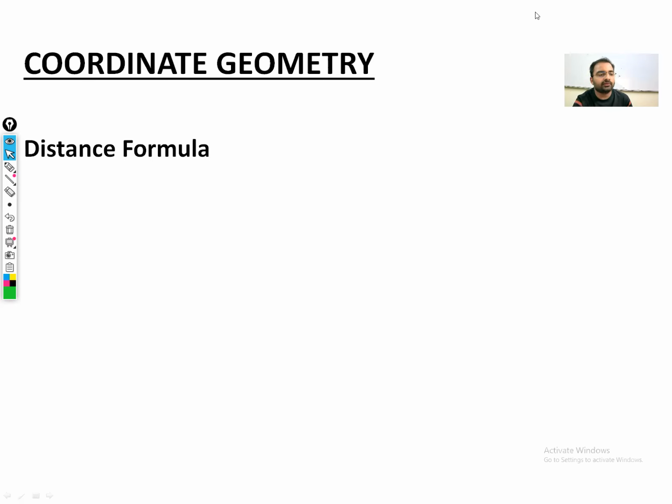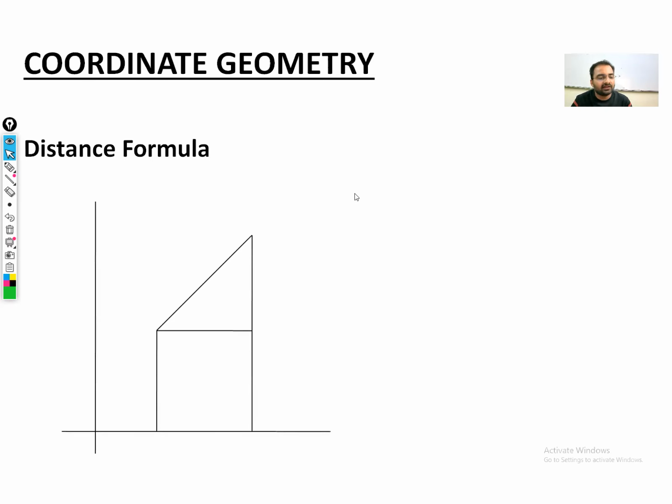Now, in coordinate geometry, we'll start with a distance formula. Now, what is a distance formula? If we have a Cartesian plane, this is our y-axis and this is our x-axis.